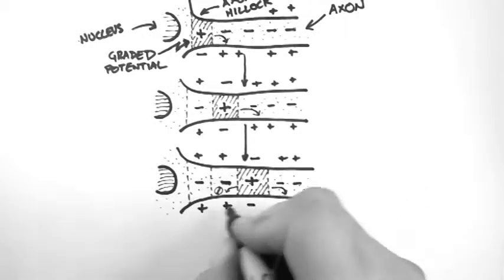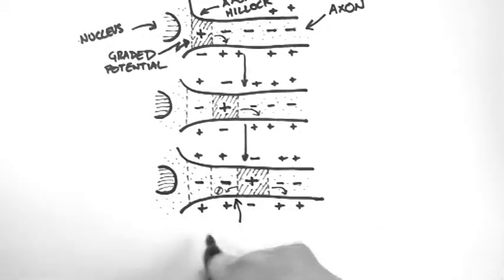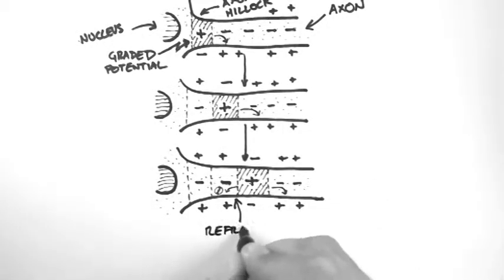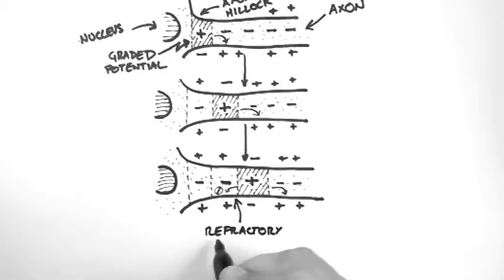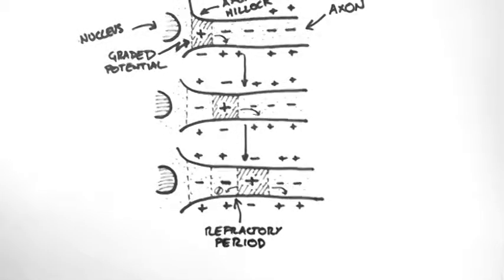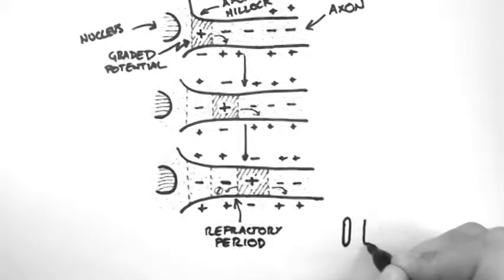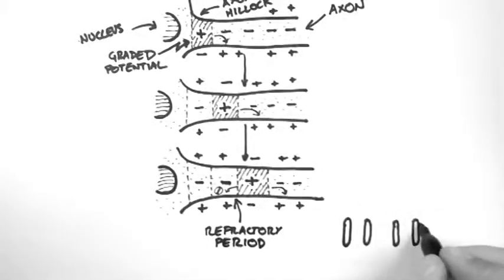The reason for this is in the molecular biology. The voltage-gated channels that are in the previous segments are in what we call a refractory period. This means that they can't be activated again. So we'll have a look at the channels again and see why this is.